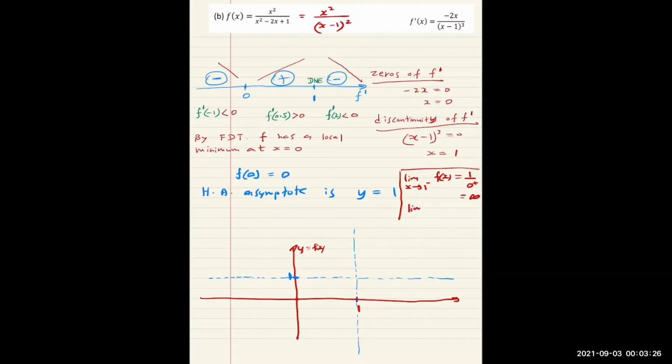Similarly, limit as x approaches 1 from the positive side or from the right-hand side, f of x again takes the form 1 over 0 plus, that is plus infinity. That means as x approaches 1, your graph should look like this. From the left-hand side, it will be going to infinity like this, plus infinity. From the right-hand side also, it will be going to infinity like this. So now we can complete the graph, okay?